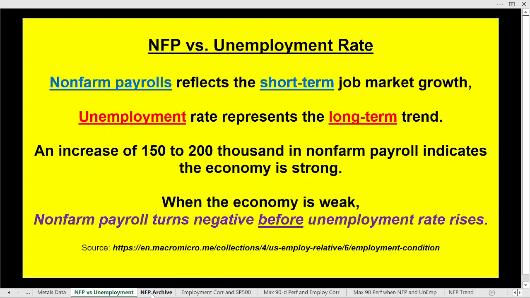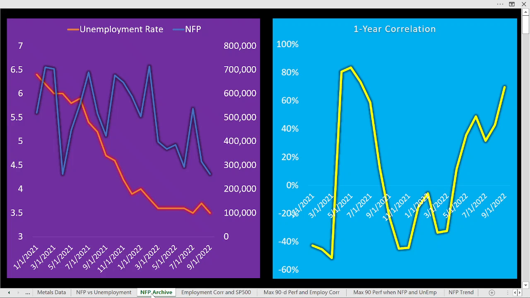Now, taking a look on the left-hand side of the chart, the red line is the unemployment rate, and it shows a steady decline to the downside. The most recent report was last week at a level of 3.5%. The prior number before that was 3.7%. The blue line represents non-farm payroll. Last week was reported at 263,000. We can see over the past several months, the non-farm payroll has continued to move to the downside.